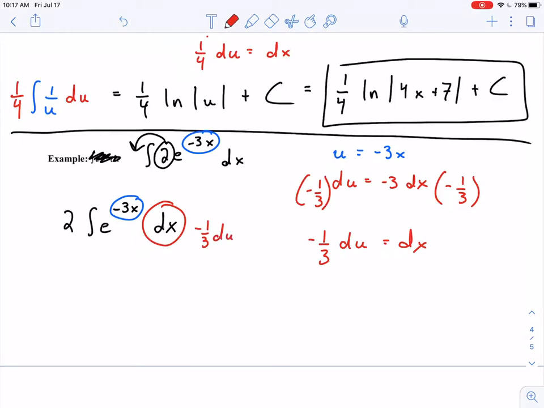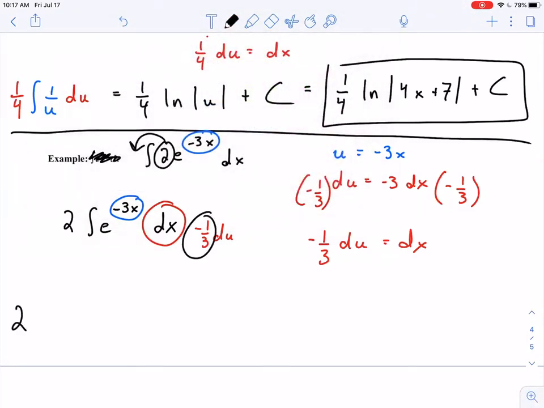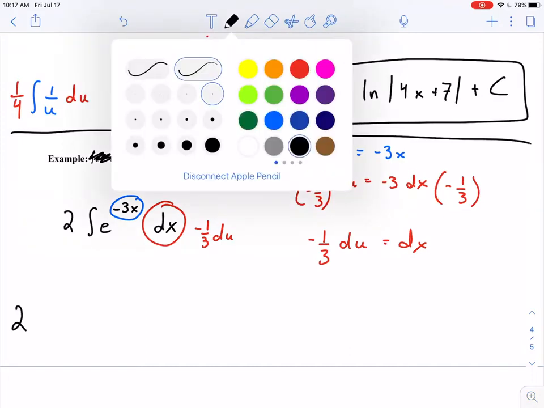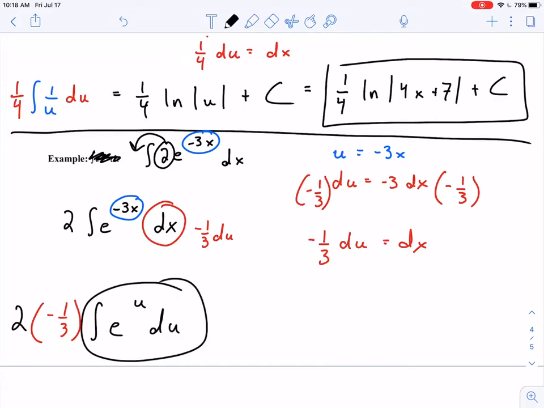So let's perform our substitution here. I've got 2, negative 1/3, since that's a constant multiple, I'm going to factor that out right away. So 2 times negative 1/3 times the indefinite integral e to the u du. So okay, this now looks a lot easier for me to manage. I look at that, I see, hey, that looks a lot like e to the x dx, so we're going to integrate it exactly the same way. That will be e to the u plus c.